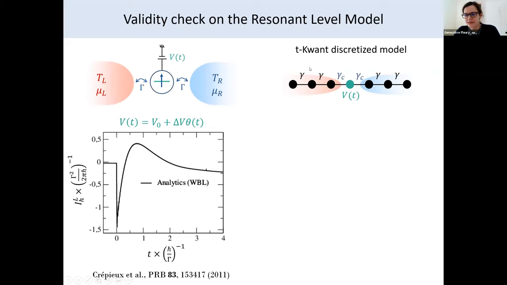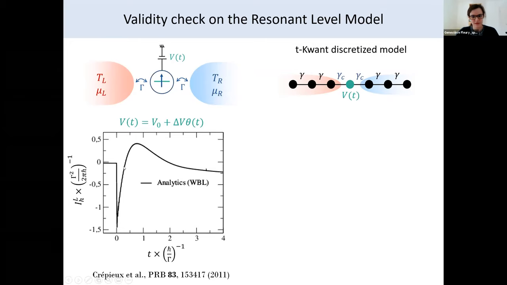So since in T-Quant we work with tight binding models, we introduce this simple model made of a single central site playing the role of the dot, connected to two semi-infinite 1D leads with hopping terms gamma C, which can be taken different from the hopping term gamma in the leads. And so the goal is to calculate with T-Quant the time-dependent heat current when the energy level in the dot is varied in time.